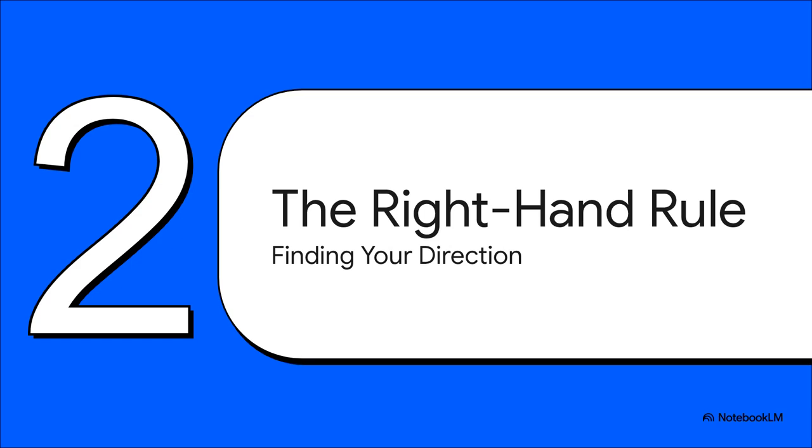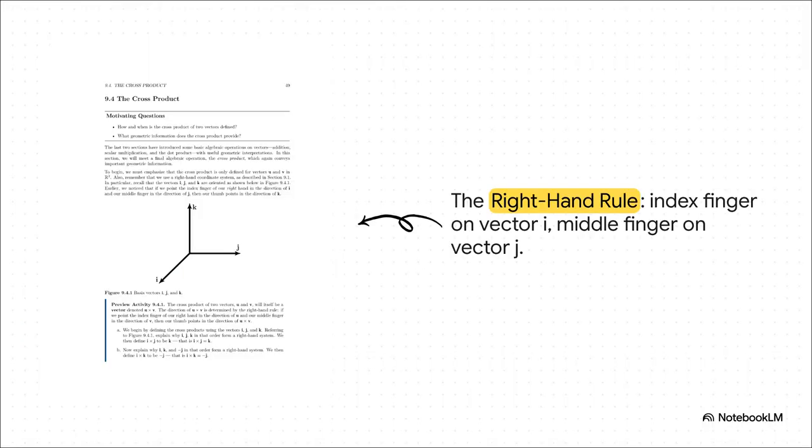Okay, so we get a vector that's perpendicular. But wait a minute, that leaves two options, right? Does it point up or does it point down? To figure that out, we need a simple but really powerful little trick. The answer is literally in the palm of your hand. It's called the right-hand rule.